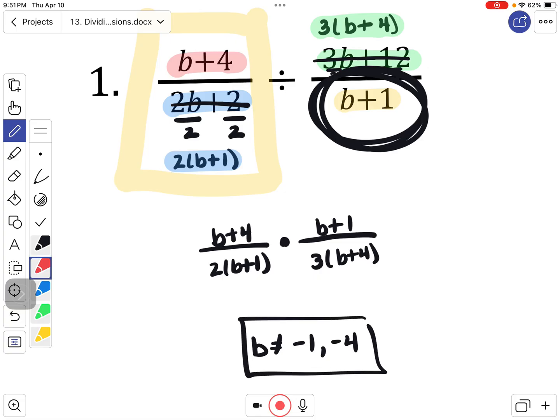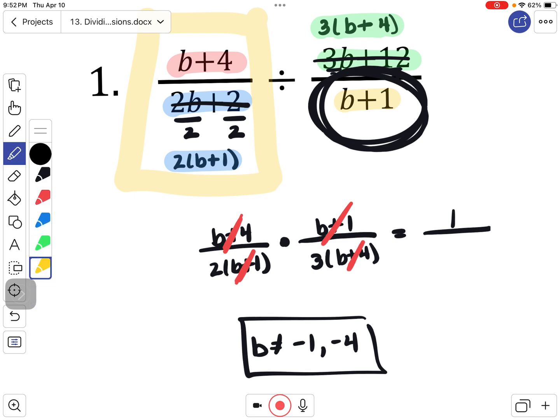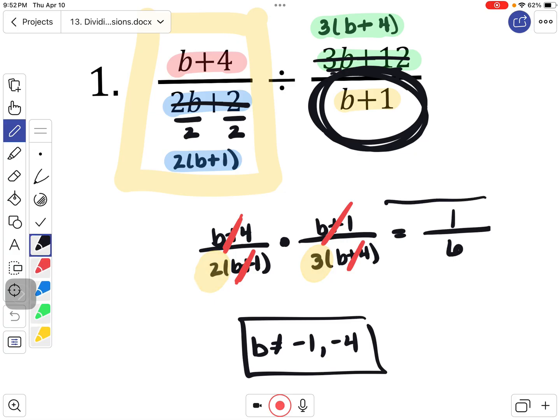And then I'm going to cross off anything that's the same on the top and the bottom. So I have a b plus 1 and a b plus 1. I have a b plus 4 and a b plus 4. Okay, so now I'm just going to rewrite it all together. There's nothing left on the top, so to hold that spot, we're going to put a 1. And then on the bottom, I have a 2 and I have a 3. So I'm going to multiply those together, and I get a 6. So all of that turned into 1 over 6. So that one is simplified.